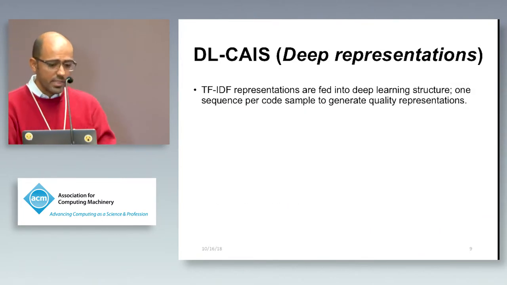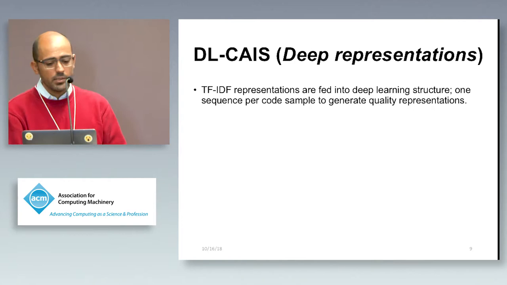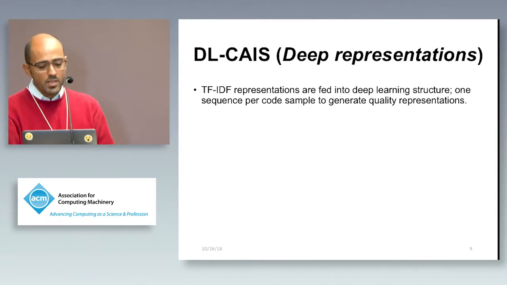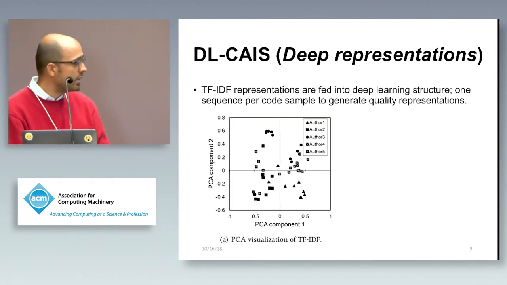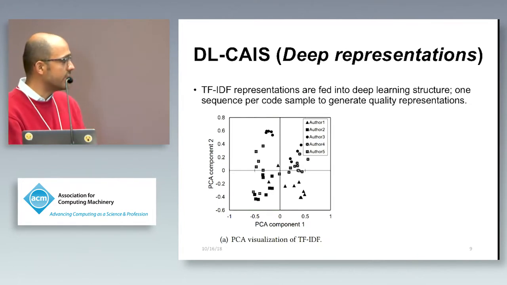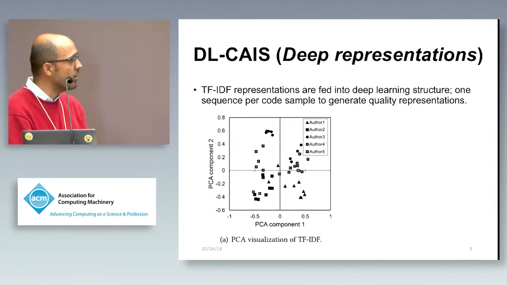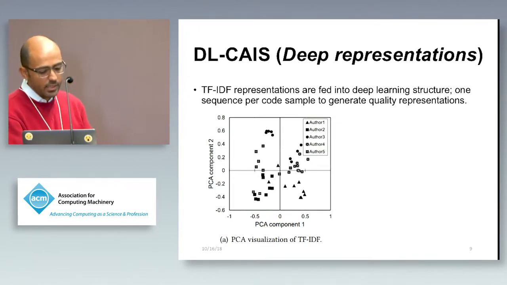For the deep learning representation, TF-IDF representations are fed into the deep learning structure, one sequence per code sample, to generate the quality representations. And here's what we mean by quality representations. If you look at this figure, on the x-axis you have the PCA component one and component two and their correlations. As you see through the visualization for five different authors, the PCA components are quite confused.